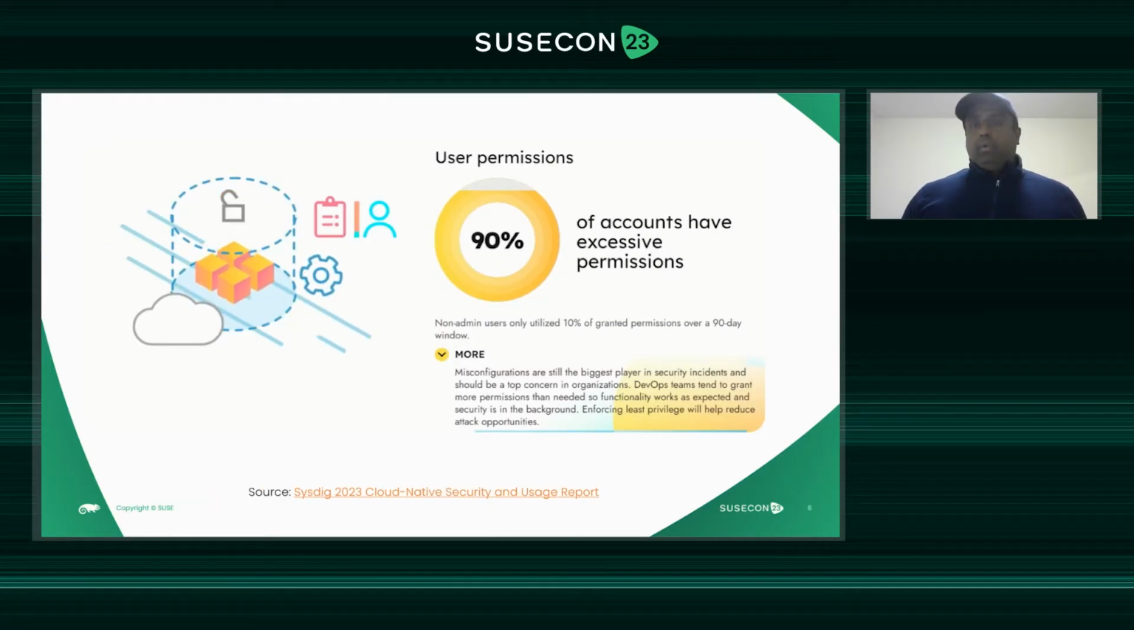Now, a similar report has been done by Sysdig around cloud native security and usage. Now, this report talks about that when it comes to user permissions, 90% of accounts have excessive permissions, which is scary, right? Usually, the DevOps teams tend to grant more permission than needed so that things will work as expected. We have seen these things, right? And leave security in the background. So it's best to enforce least privileges so that it will help to reduce attack opportunities. And this report talks about those risks.